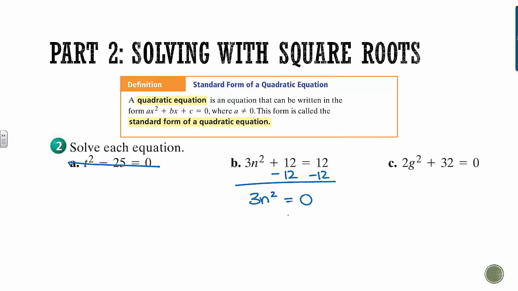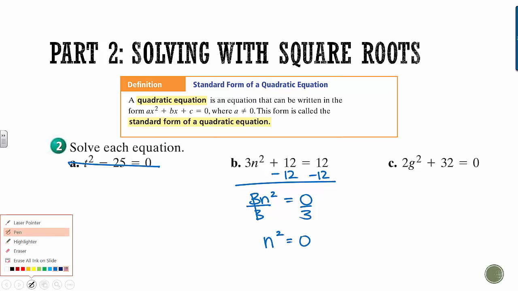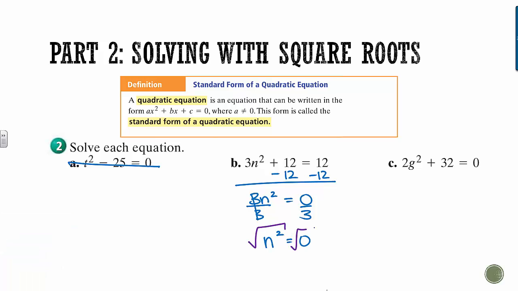And then I have to still get n squared alone. So I want to divide by 3. And if you do 0 divided by 3, you just get 0. So then all I have to do is take the square root. Whatever you do to one side, you got to do to the other. So we only end up with one solution here, which is totally fine. That means it would only cross the x-axis once.